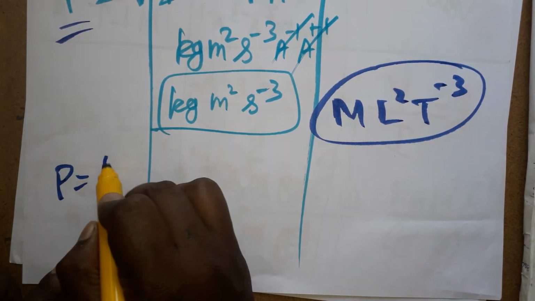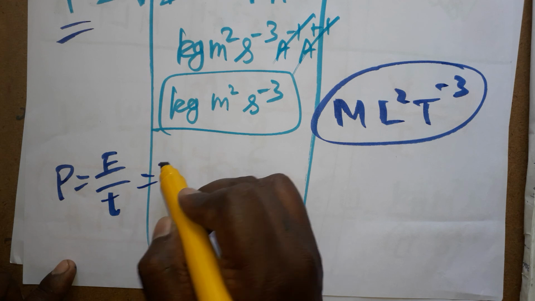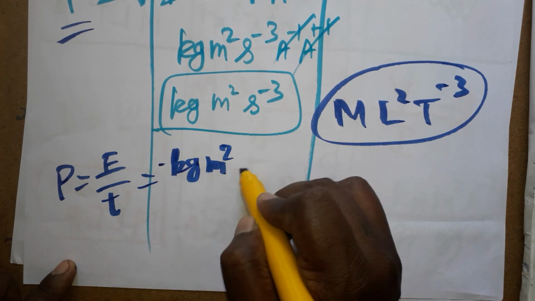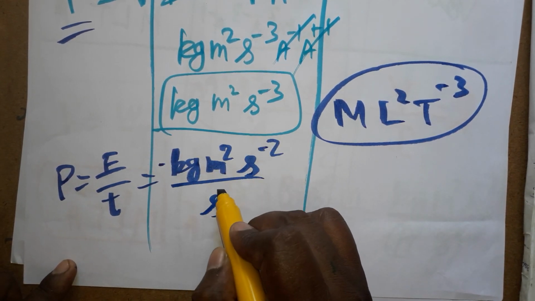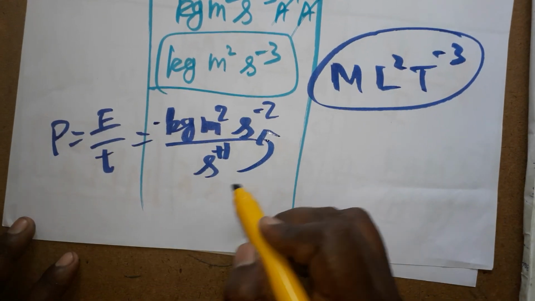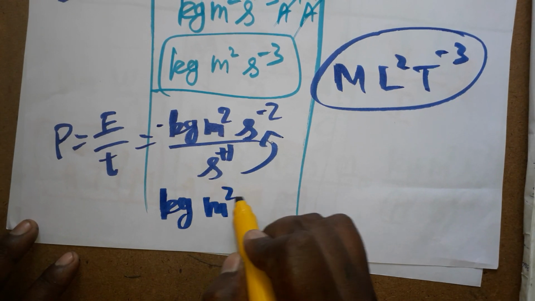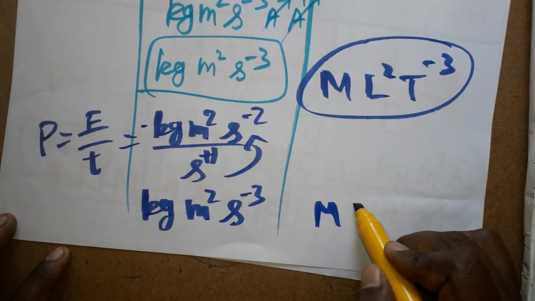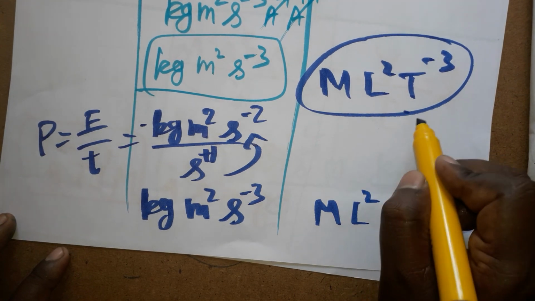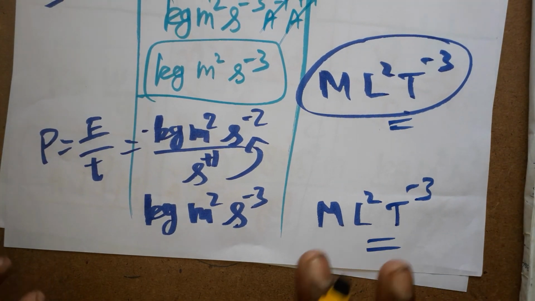Normal power we already know, energy by time. Energy is kg meter square second minus 2 divided by second. From the denominator, taking second to the numerator, second minus 3 we get. So kg meter square second minus 3, that is M L square T minus 3. This power, electric power or power, both will be the same.